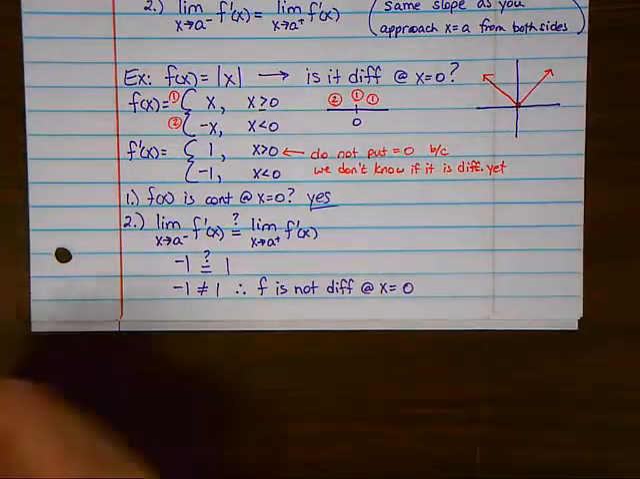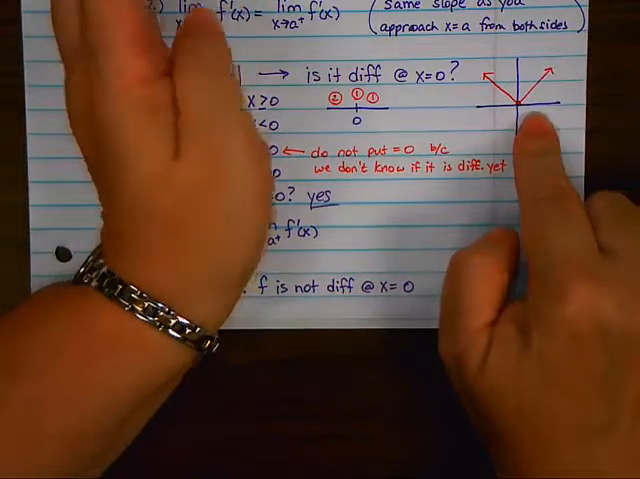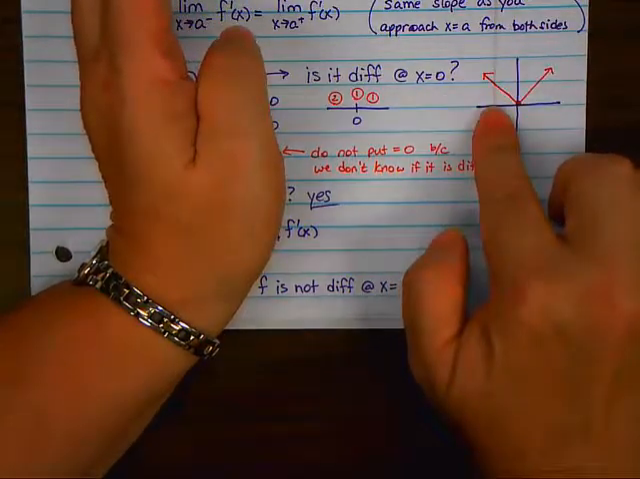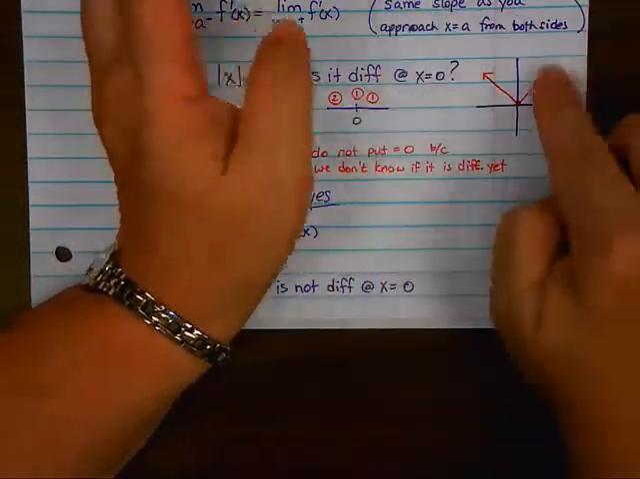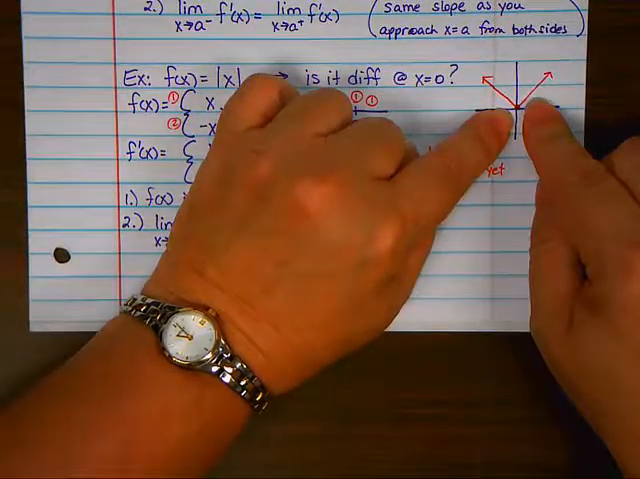Now I'm going to move these aside because I'm going to put it under the camera. What's the slope of this side of the graph? 1. What's the slope of this side of the graph? Negative 1. As you get closer and closer to the origin, are those slopes going to change at all? No.